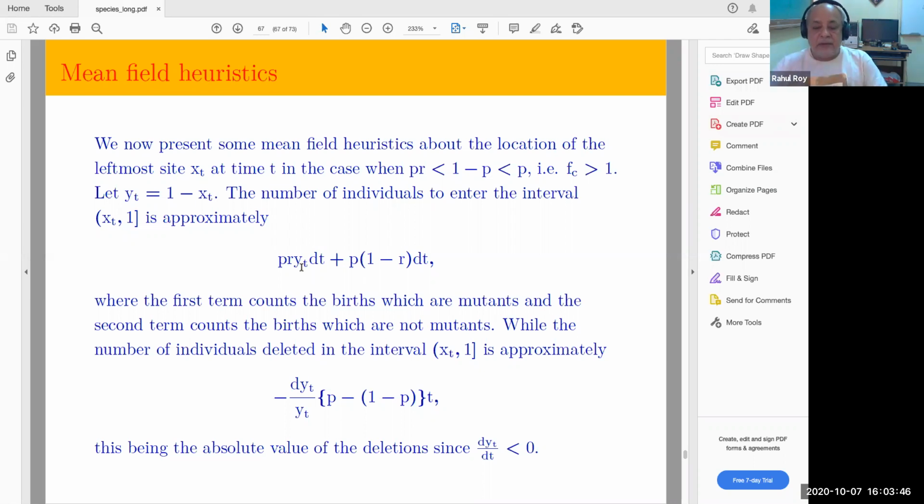Because xt to 1, this 1 minus xt is exactly this length, yt. So pr dt plus p1 minus r dt. So this is for the ones with mutation, the mutated ones. These are the ones which just came and attached themselves. So the first term counts the births which are mutants and the second term counts the births which are not mutants. While the number of individuals being deleted from the system is approximately this quantity. This being the absolute value of the deletions, since dyt dt is less than 0, I have put in a minus sign.